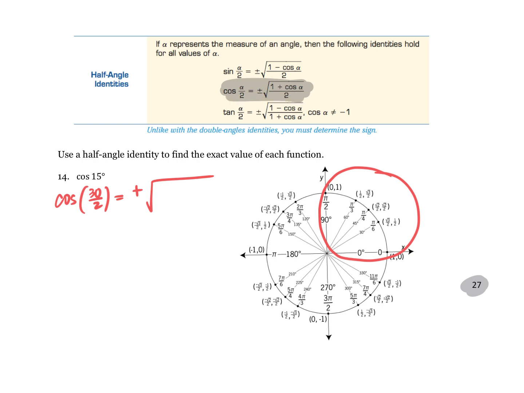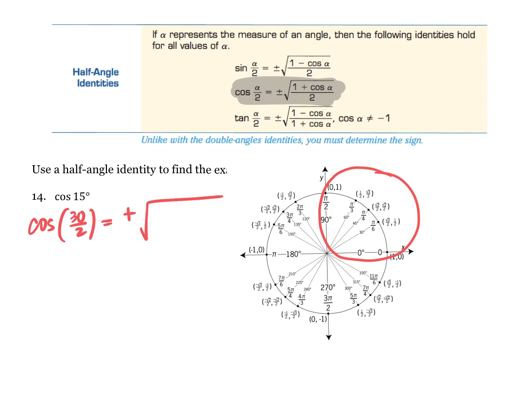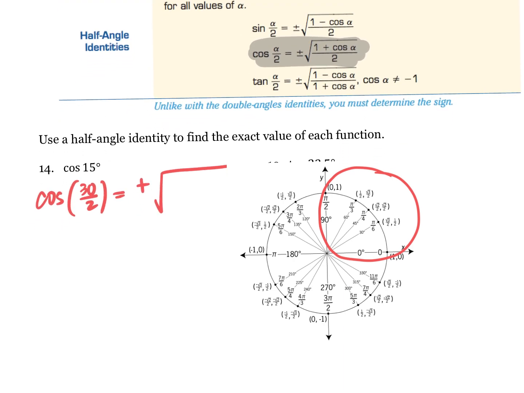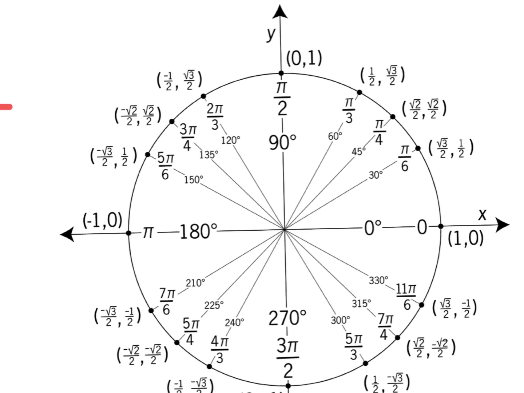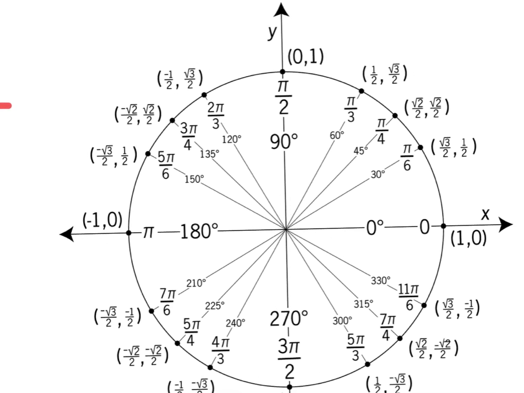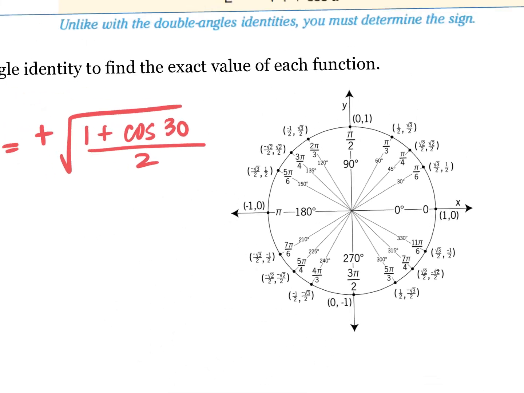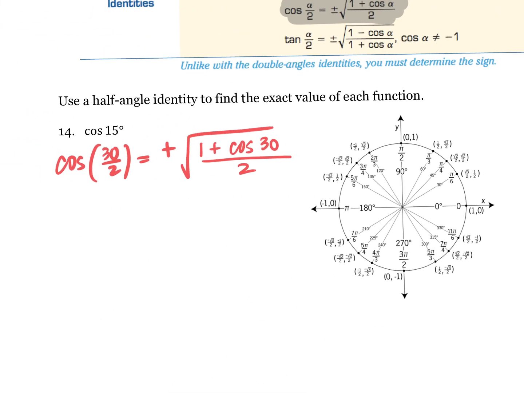Here we go. We're going to use that cosine formula, and my alpha this time is 30. So we're going to say the cosine of 30 over 2 is the plus, I'm sorry, we said plus, of root 1 plus the cosine of what was our alpha? 30, over 2. Okay, here we go. Now we're going to go to our handy dandy unit circle. What is the cosine at 30? You agree with Philip? Root 3 over 2.